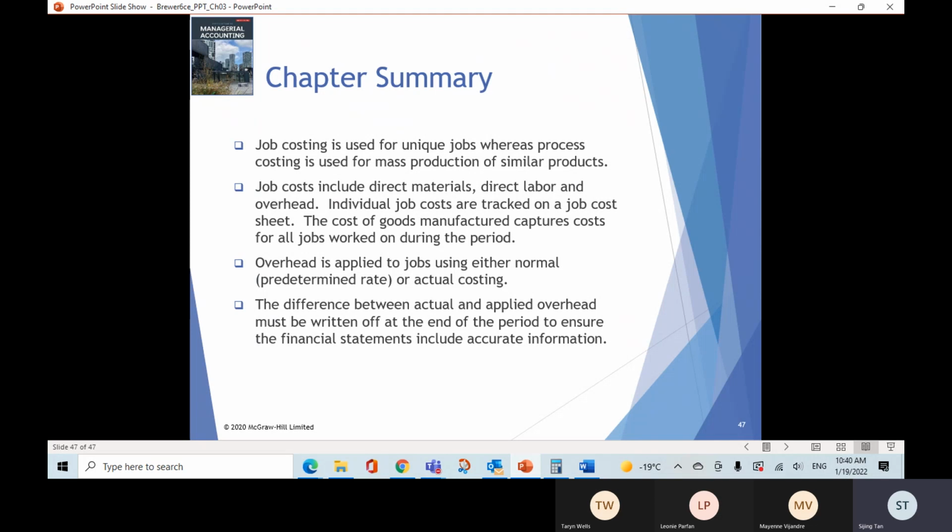So that is basically our chapter 3. As you can see, the most important part is the predetermined rate. I got a lot of questions regarding that and how to do the calculation. So we just basically go through the questions, the examples, and also the slides. If you ever have any questions, just let me know.